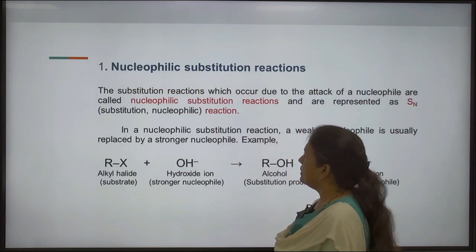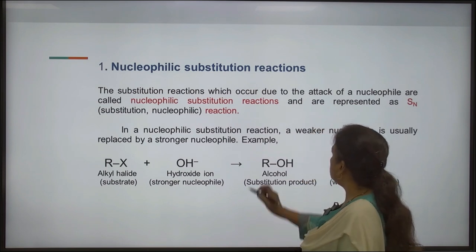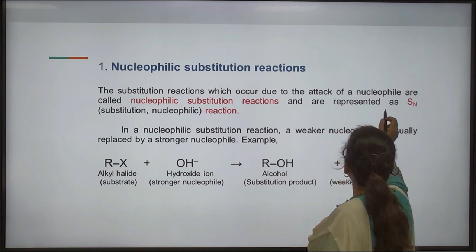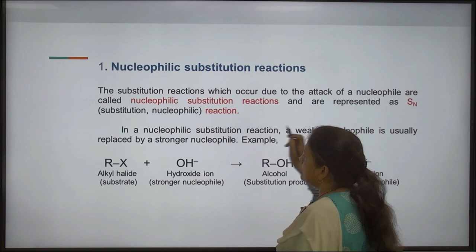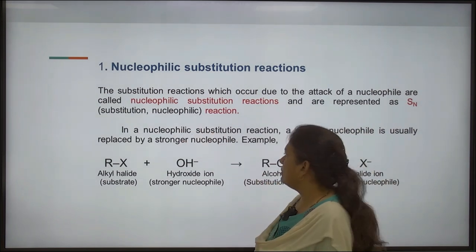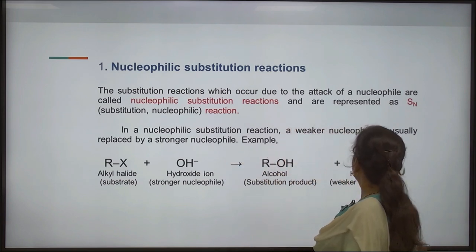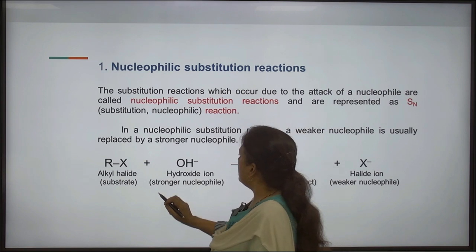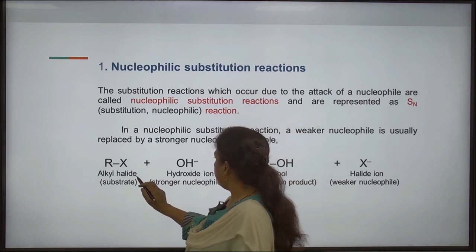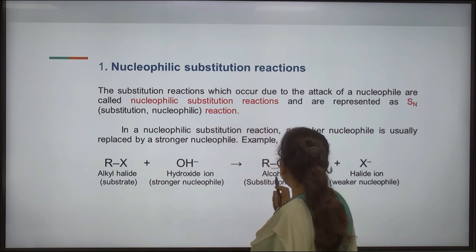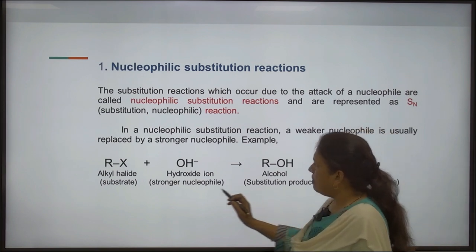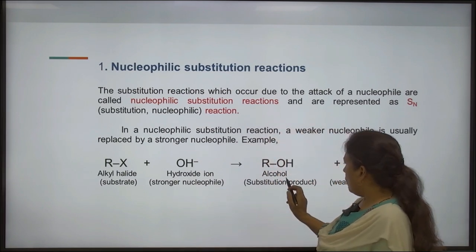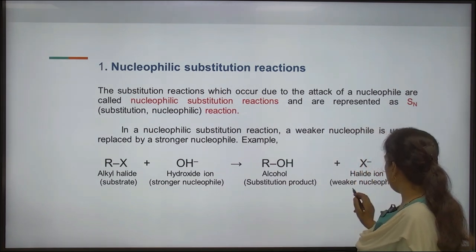First, nucleophilic substitution reactions. The substitution reactions which occur due to the attack of a nucleophile are called nucleophilic substitution reactions and are represented as SN reactions. Here, S means substitution and N means nucleophilic. In a nucleophilic substitution reaction, a weaker nucleophile is usually replaced by a stronger nucleophile. Example, in this reaction, the halogen atom of alkyl halide is substituted by hydroxide ion and gives alcohol and halide ion. Here, alkyl halide is a substrate, hydroxide ion is a stronger nucleophile, alcohol is the substitution product, and halide ion is a weaker nucleophile.